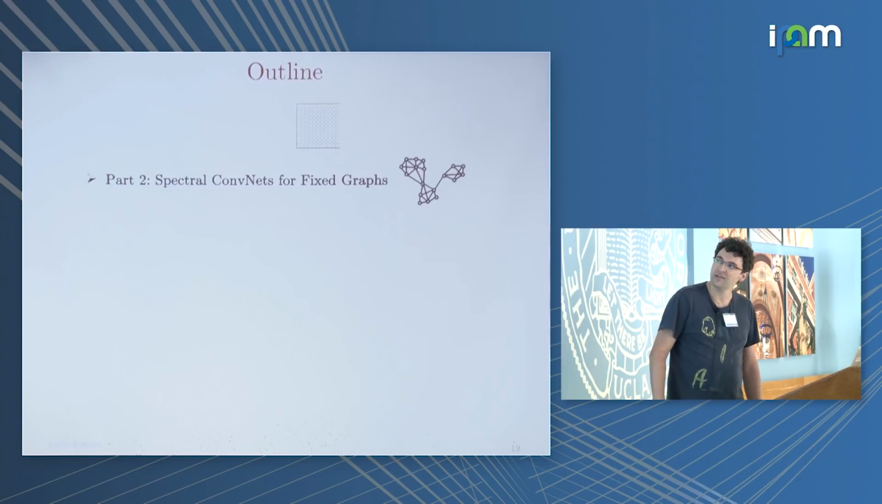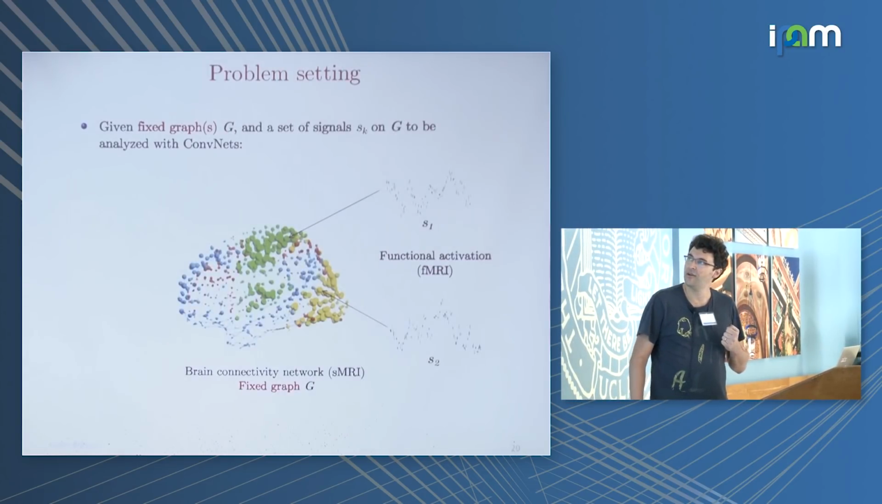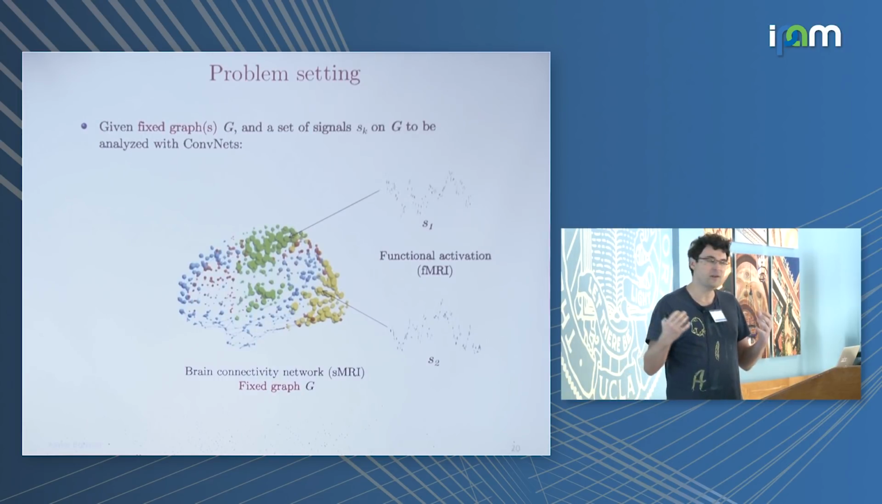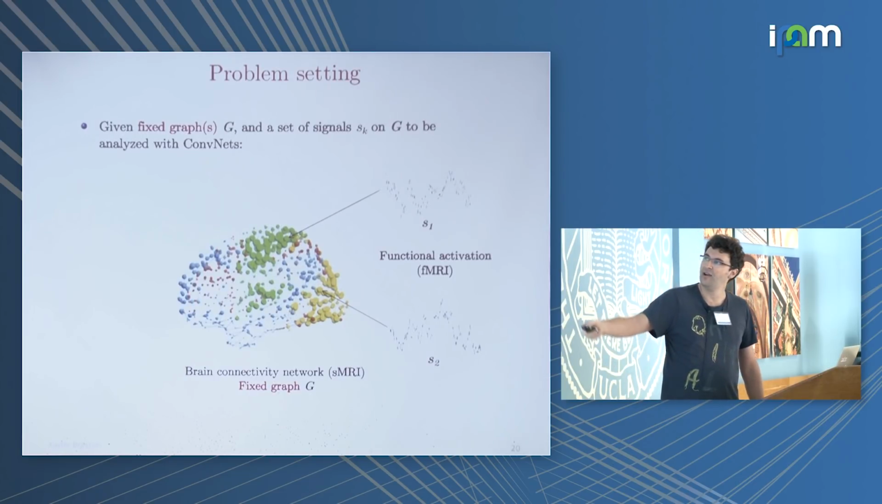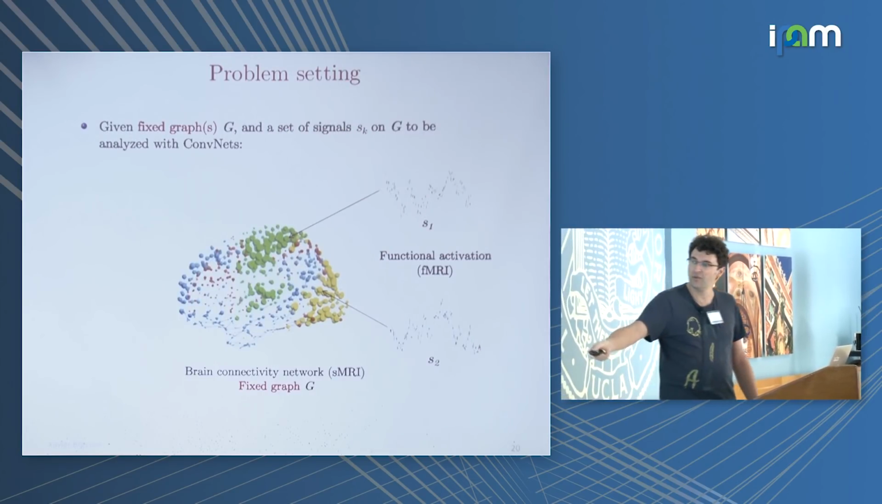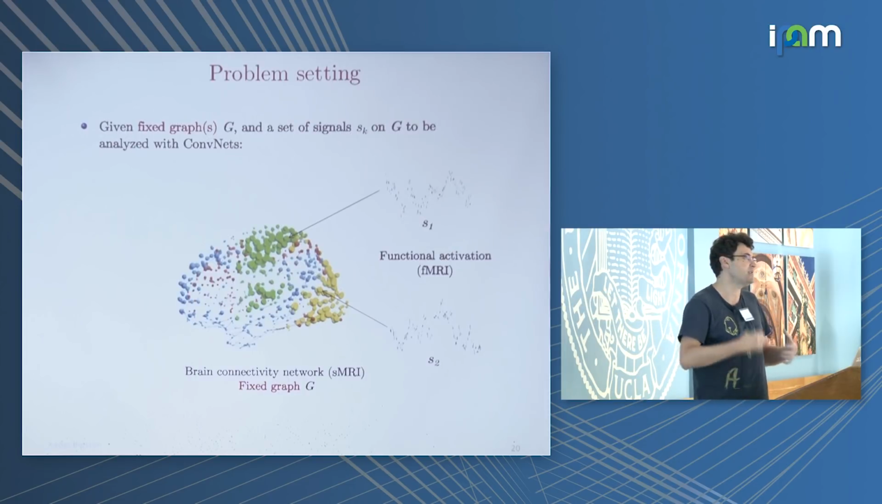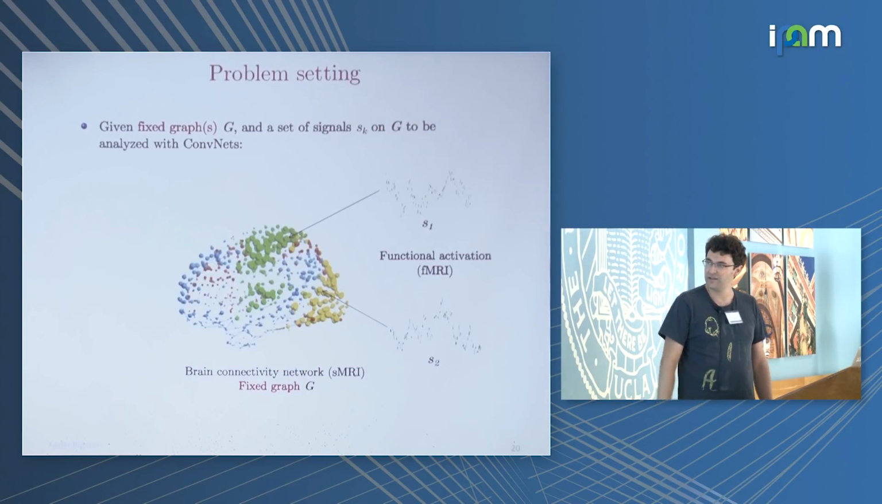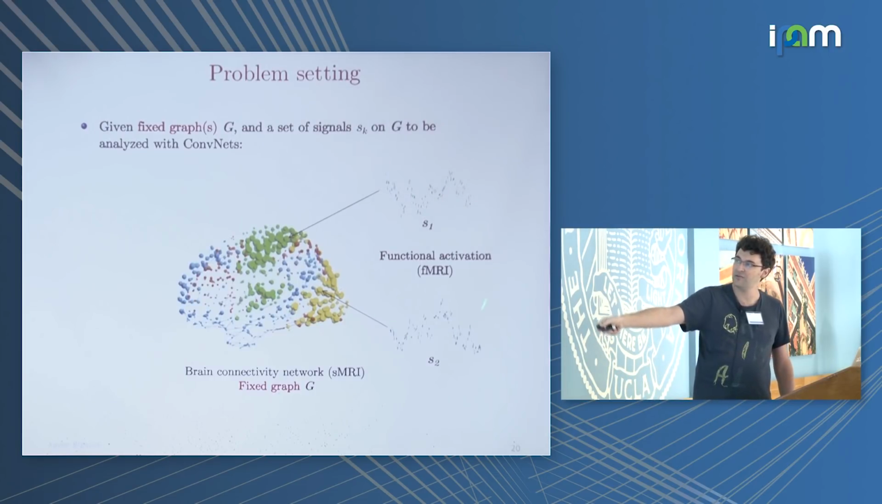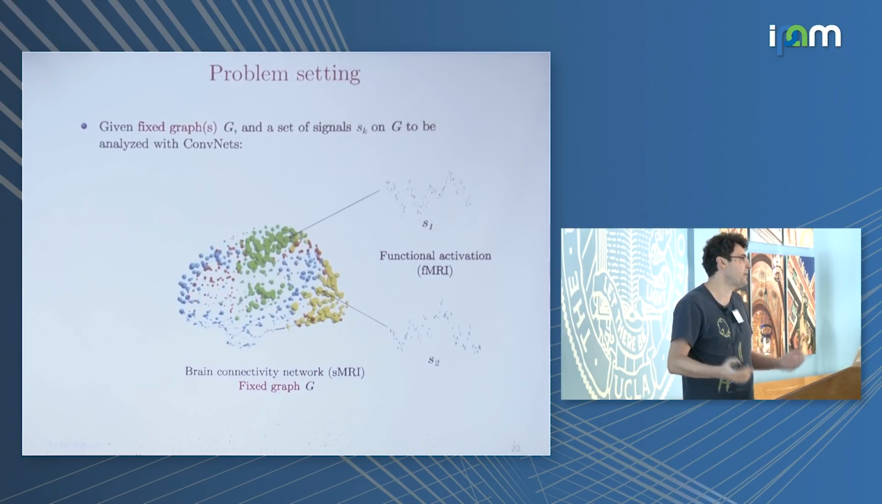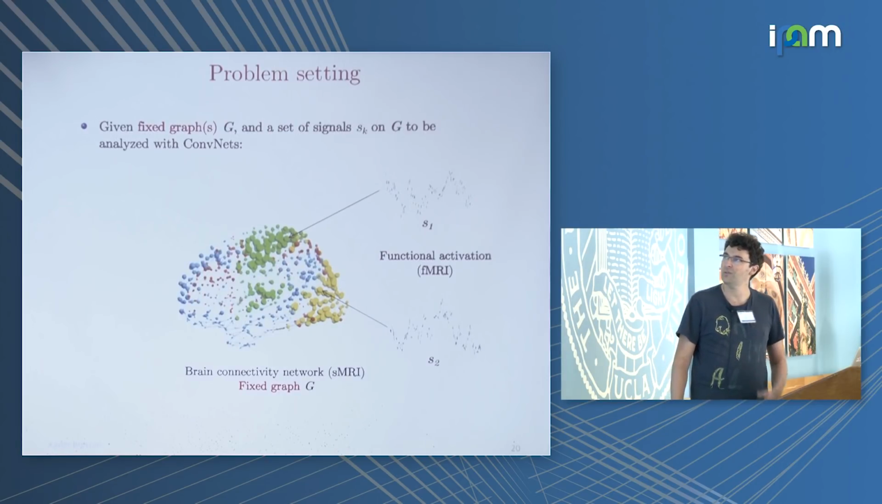So let me consider the case of spectral convnet for fixed graph. This is the problem setting. So we are going to consider one graph and only one graph forever. Okay, this graph will be fixed. And on the top of this graph, we will have a set of signals, okay, that we want to analyze using convnets. So here is an example. This is the brain structural network, okay, so it is fixed. It's not going to change. But still, we have different activation, different time series for each region of the brain. So depending if I speak, if I drive, if I do different functions, I will get a different signal here. And I want to be able to, for example, classify this signal, okay? So this is the problem setting.